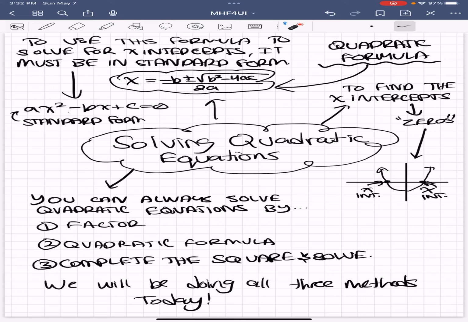If you haven't heard of the quadratic formula before, it is right there in this cloud. It is x equals negative b plus or minus the square root of b squared minus 4ac, all over 2a. And to use this formula to solve for the x-intercepts, it must be in standard form. Standard form is ax squared plus bx plus c equals 0. So let's get started.